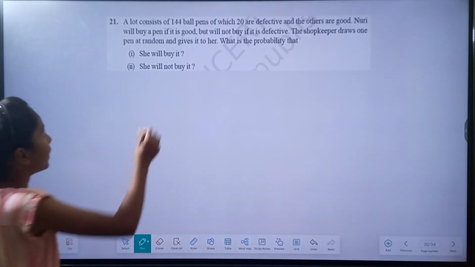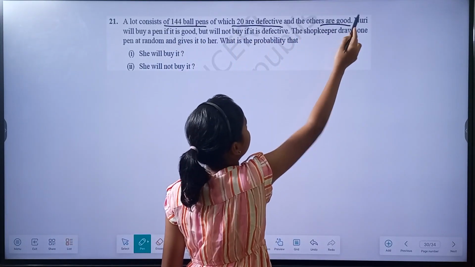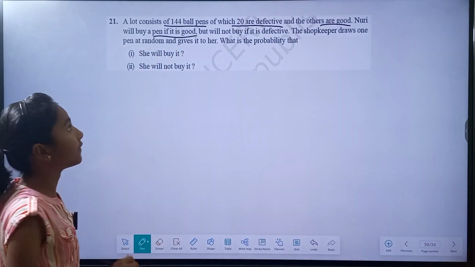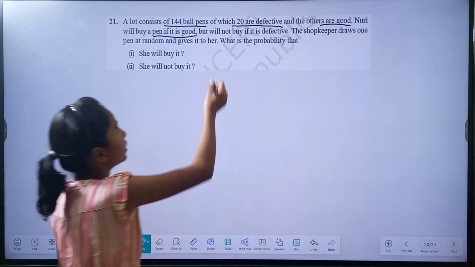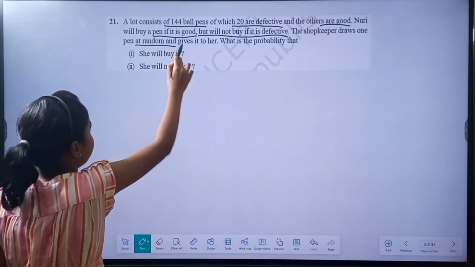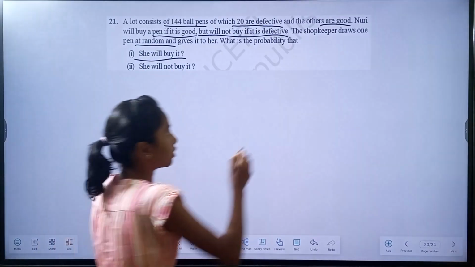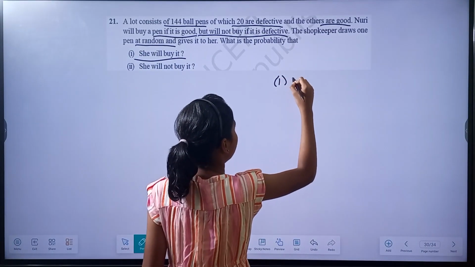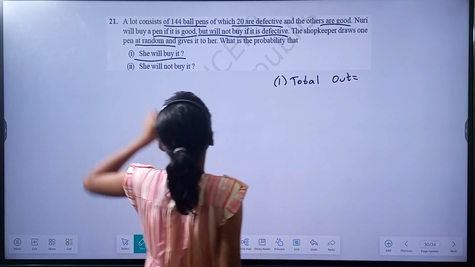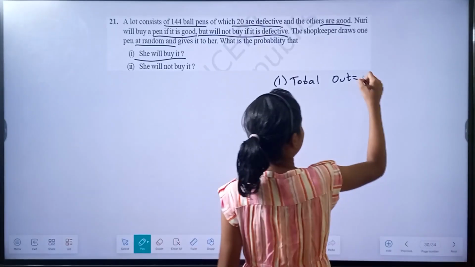A lot consists of 144 ball pens, of which 20 are defective and the others are good. Nuri will buy a pen if it is good, but will not buy if it is defective. The shopkeeper draws one pen at random and gives it to her. What is the probability that she will buy it? So the total outcomes we have is 144 ball pens, so 144. Taking out one at random has 144 ways.